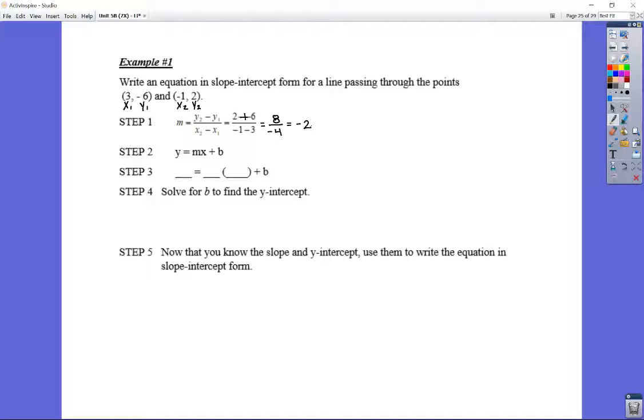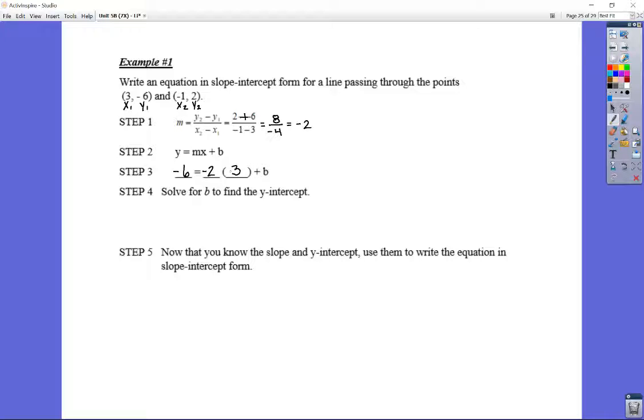Step 2 is to write the slope-intercept equation. Step 3 is to substitute in values that we know. Since we are given 2 coordinates, we can choose one of the two to substitute in the x and y values, but we cannot mix and match. I'm going to use the first coordinate, so -6 will go in for y, -2 will go in for m, and 3 will go in for x.